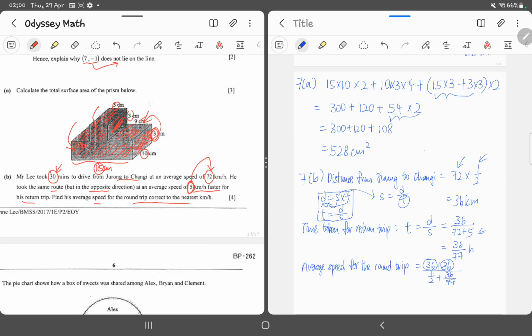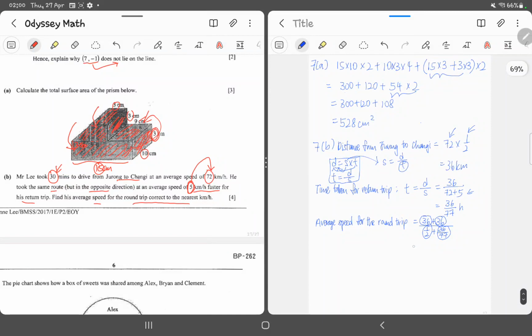When he drove from Jurong to Changi, he took half an hour. And when he drove from Changi back to Jurong, he took 36 over 77 hours. After you key this into your calculator, you will get that the average speed is 74.416 km per hour. The reason it's kilometer per hour is because my numerator is in kilometer and my denominator is in hour. This is rounded off to 74 km per hour because the question asks for the nearest kilometer per hour. And we are done with question number 7.